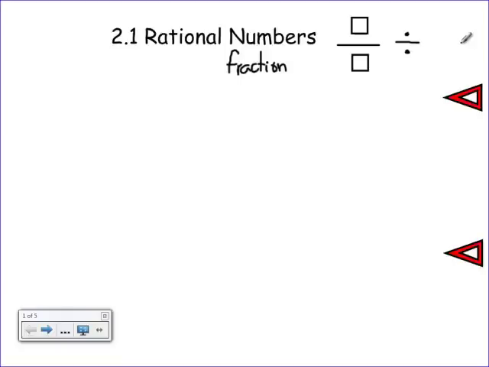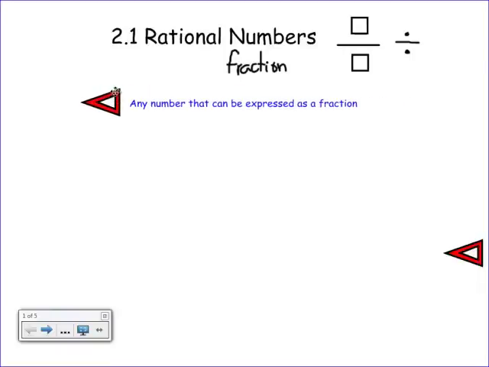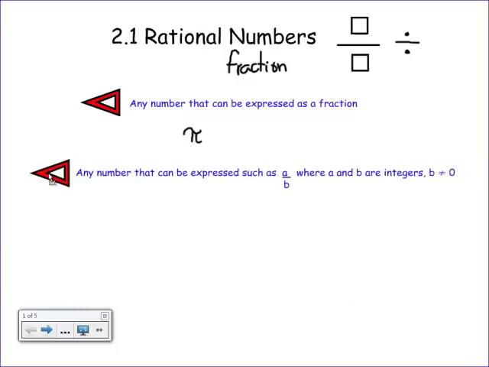It represents a fraction. So in high school, we say a rational number is any number that can be expressed as a fraction. And you may think, oh wow, isn't that every number? But it's not. You know irrational numbers. You cannot write pi as a fraction. And why is that? Because of the more sophisticated definition we have for a rational number.